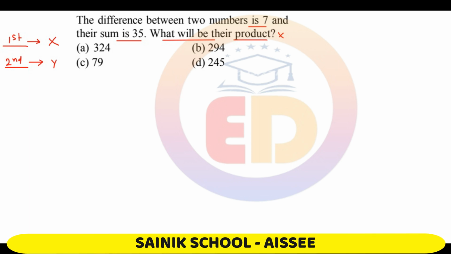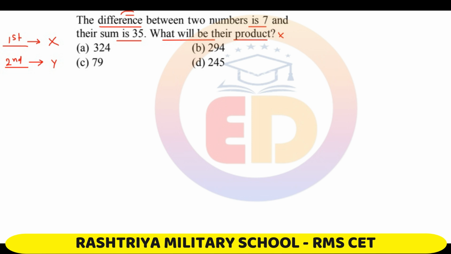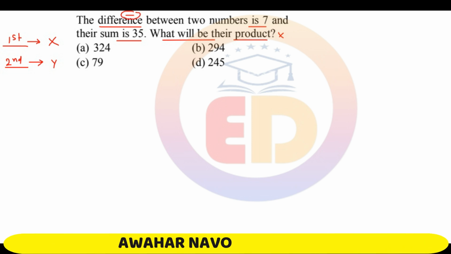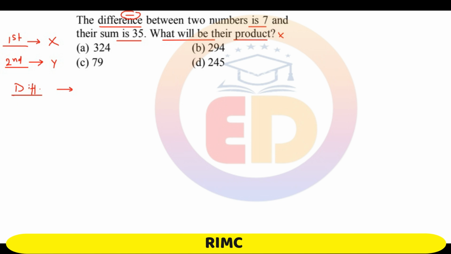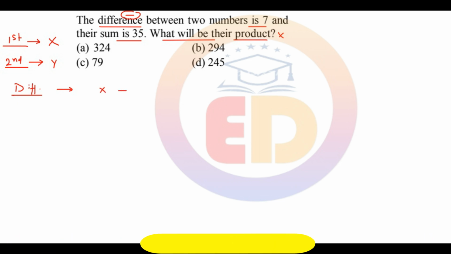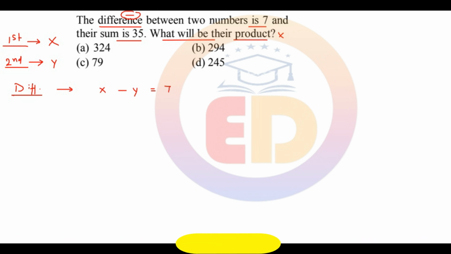The difference between two numbers is 7. Difference means the value that comes after subtracting the two. And when I take the difference of x and y, it means, I'll write down here for easy understanding, difference means x minus y. And x minus y, the value is 7. The value of x minus y is given as 7 in the question.